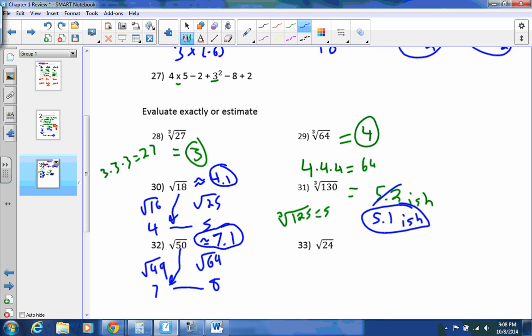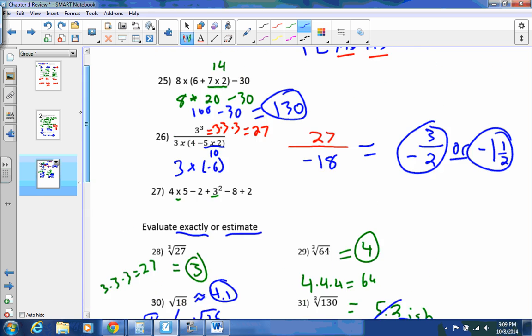And then lastly, we know this is just below square root of 25, which is 5. So let's say it's right about there, which is 4.9. And there you go. And you can check these on the calculator just to see if they're close. It says evaluate exactly if you can or estimate.